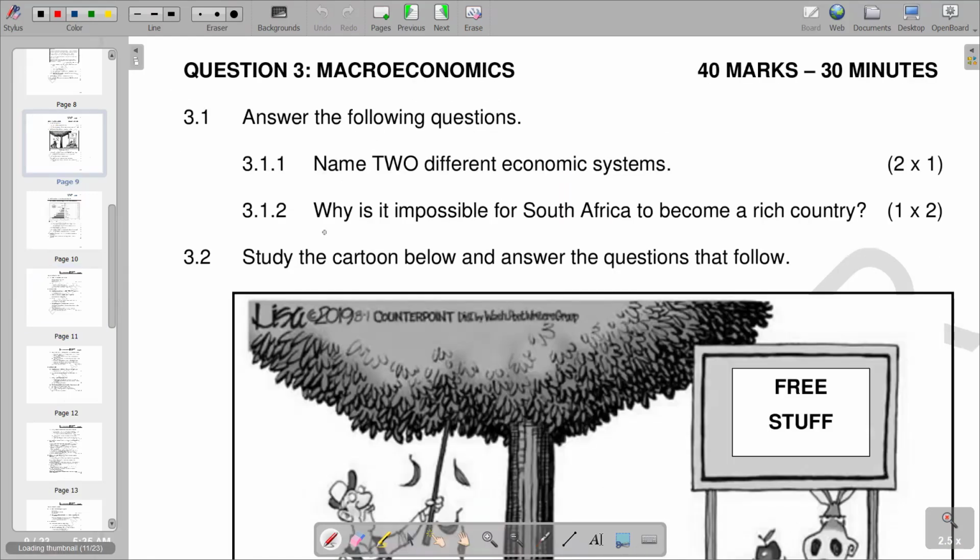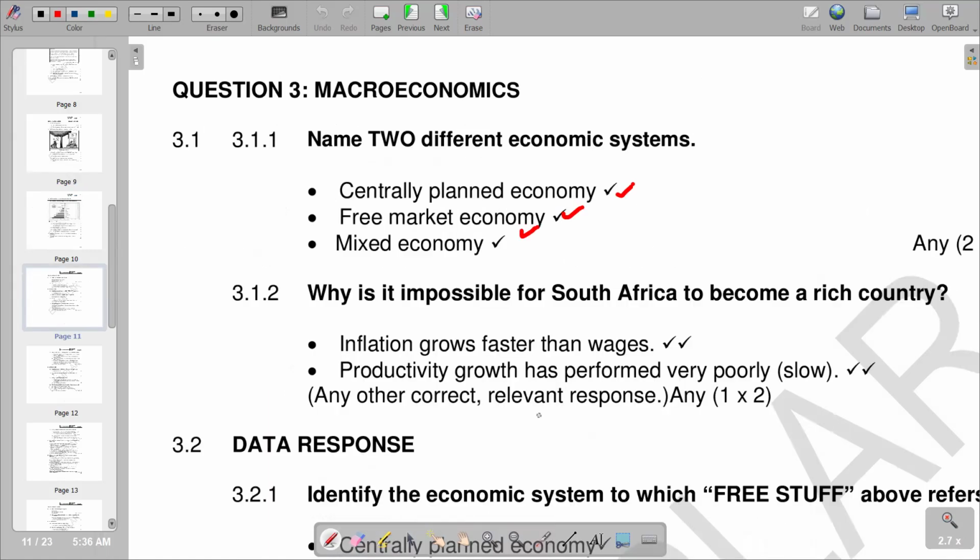Moving on to the next question, why is it impossible for South Africa to become a rich country? It's because of the macroeconomic problems that face South Africa. We can talk about inflation as a macroeconomic problem, and unemployment as a macroeconomic problem. Those are some of the reasons we can bring to say they are making it impossible for South Africa to become a rich country. Inflation grows faster than wages is the first point, and productivity growth has performed very poorly, it has been slow, so that can be another point that we can include.